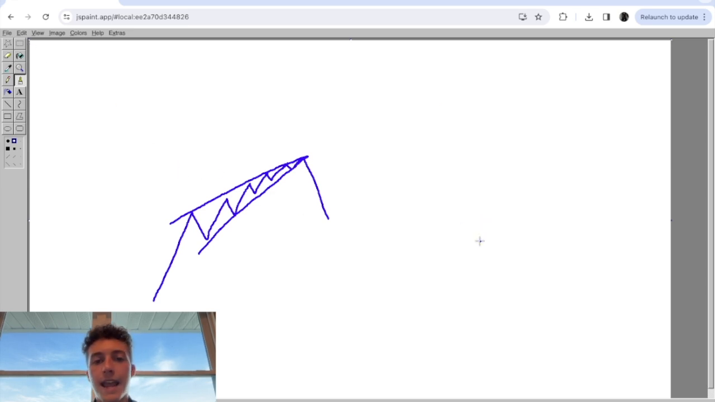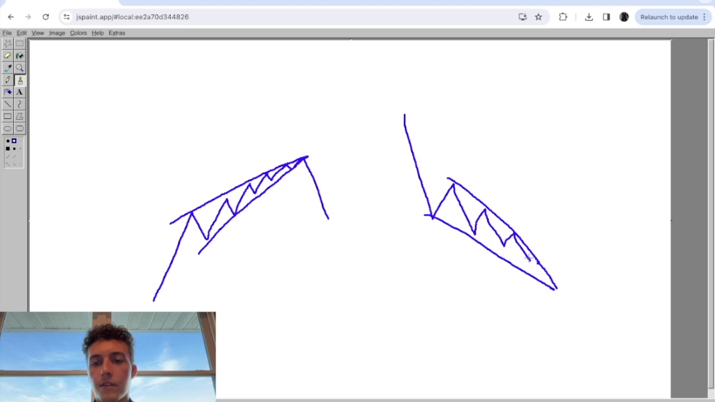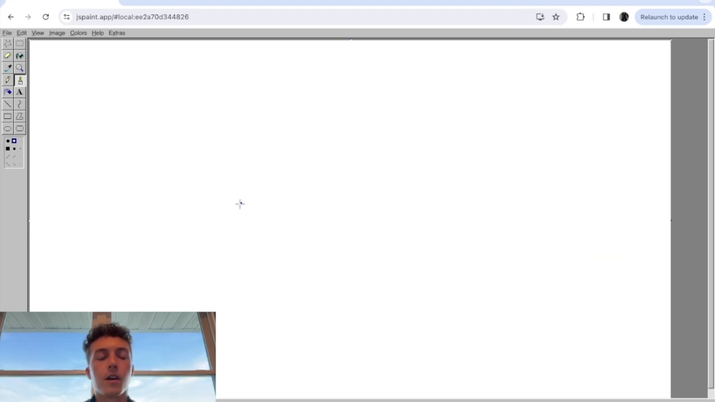So that is the ascending wedge, and this right here would be the descending wedge. This right here is the descending wedge. Boom. There's your wedge. And then by the time we get to the bottom of this wedge here, you will generally see price break out to the upside.